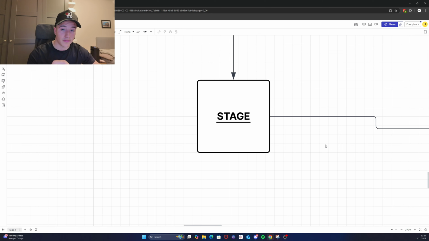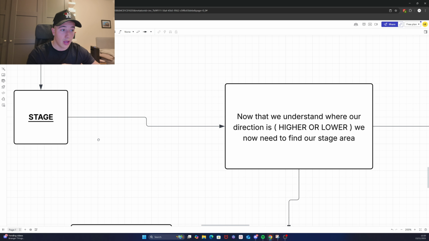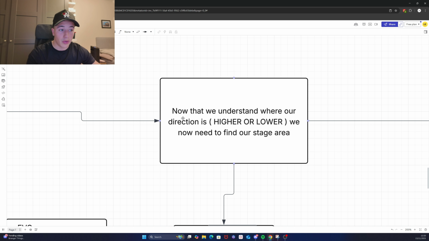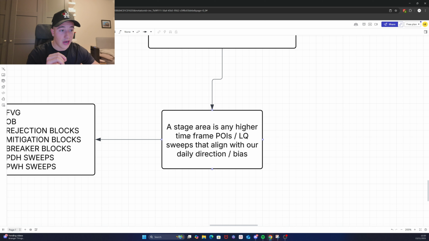Okay, so once we've got that bullish direction on step one, we can move on to step two, which is finding a stage area. Now that we understand our direction, we need to find our stage area. A stage area is any higher time frame point of interest or liquidity sweep that aligns with our direction.